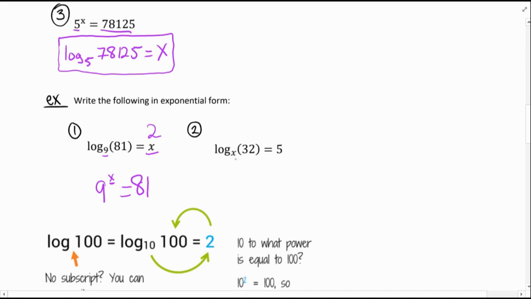Same idea with this one. We have the base of x, the exponent of 5, and that is all equal to 32. So we're just rearranging these numbers here. And if we wanted to try and solve for x, we would say, okay, what to the power of 5 is 32, which ends up being 2.